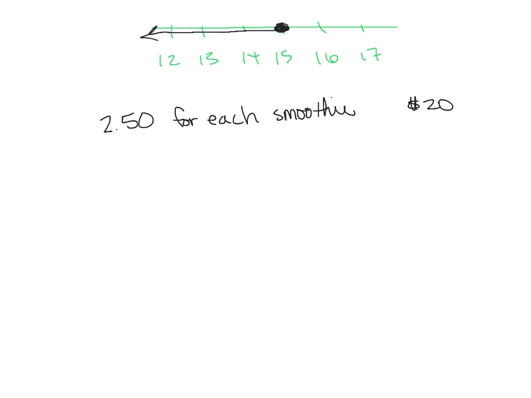Okay? So we want to know the possible number. Possible number is going to be less than or equal to. The reason it's going to be less than or equal to is because we have $20 total. We can't spend more than $20. But we could spend an equal total of $20. So we have $2.50 for each smoothie. We don't know how many smoothies we're buying, so this is our unknown. So we can put an x. 2.50x is less than or equal to 20.